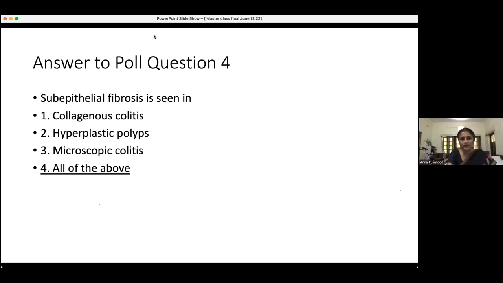But interestingly, hyperplastic polyps also have subepithelial fibrosis. So the answer to this poll question is answer four. And it's a slightly difficult question because most people will not know that hyperplastic polyps have subepithelial fibrosis.